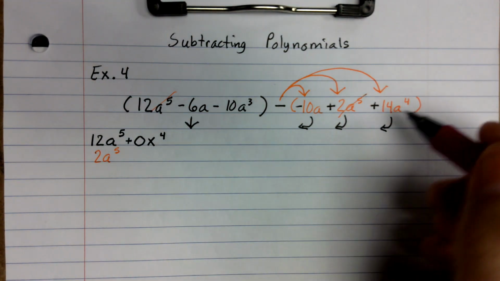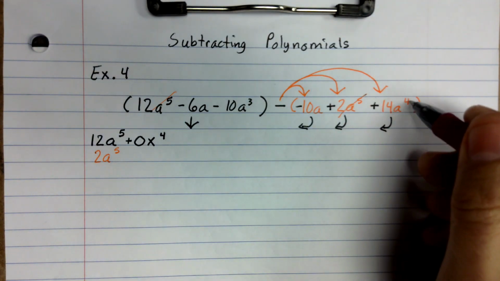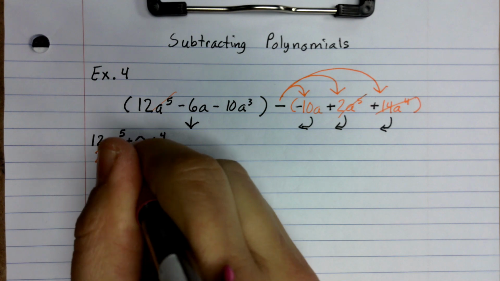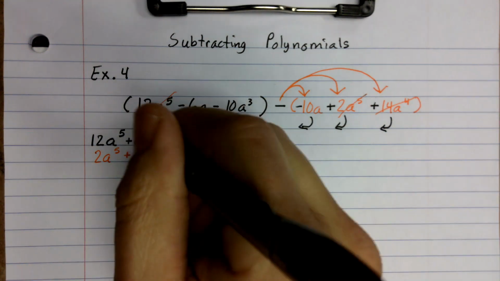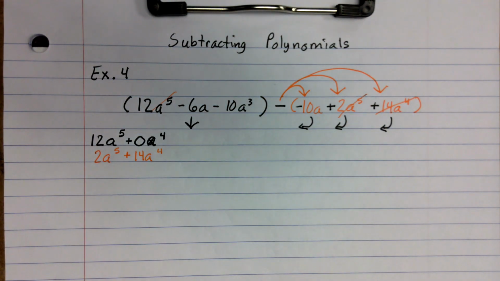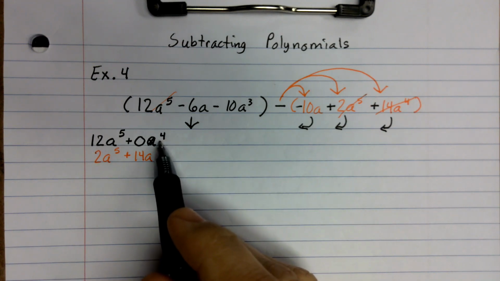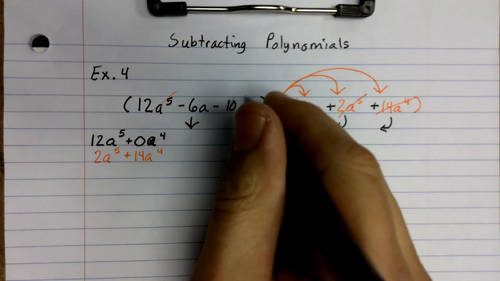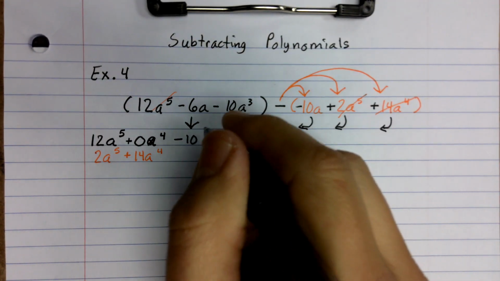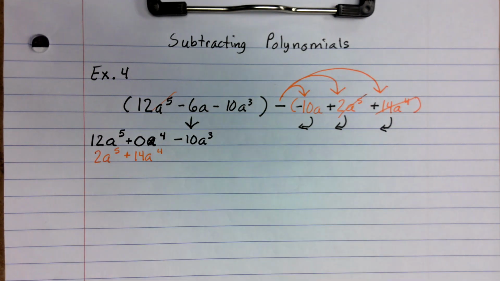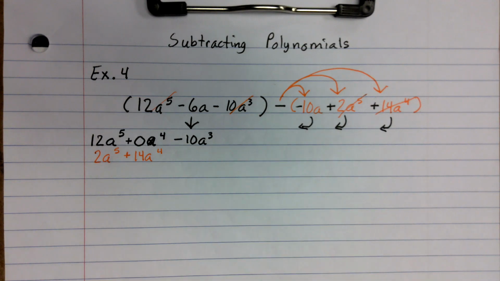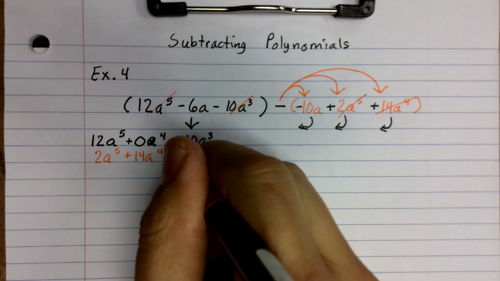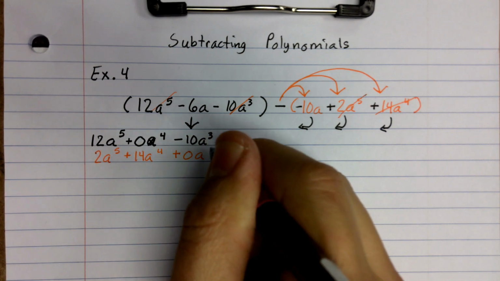And beneath it, I'm going to go back over here and add this 14a to the power of 4. So plus 14a to the power of 4. Let me change this. I know I put an x, I meant an a. There it goes. Alright, and then I'm going to do the next one. After 4 comes 3, and we do have a power of 3 here. So I'm going to put in minus 10a to the power of 3. That gets rid of this term. But over here, we don't have anything to the power of 3, so beneath it, just as a placeholder, I'm going to put plus 0a to the power of 3.